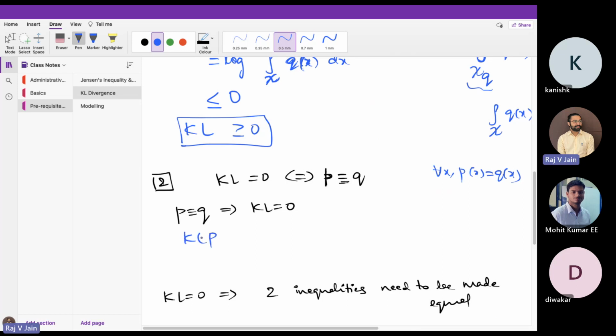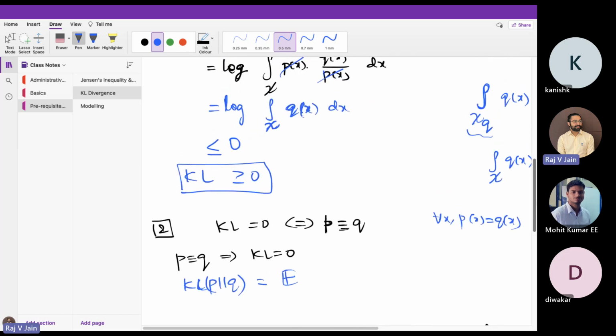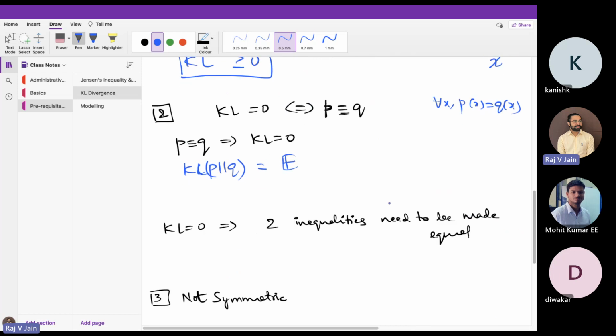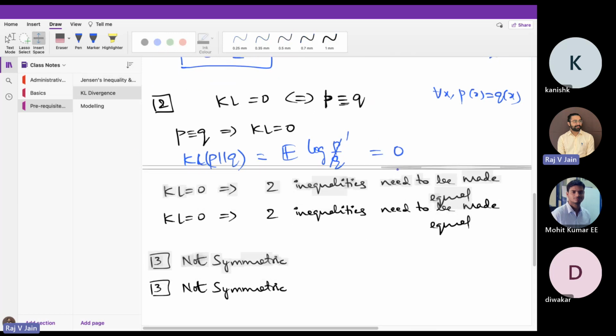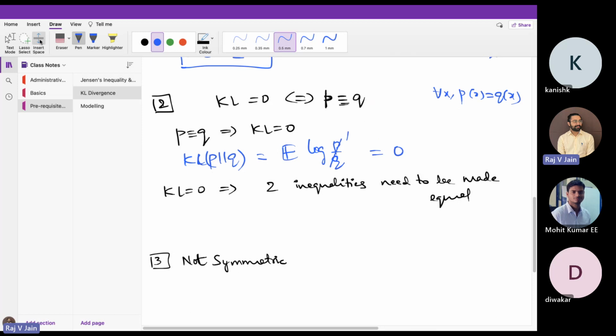So KL of P, Q would just be the expectation over log P by Q. This turns out to be 1. Log 1 is 0. Expectation of 0 is 0. So it's straightforward. Nothing very difficult here. So the reverse implication is where we need to scratch our heads a bit. So let's say if KL is 0, how do I prove that P is equal to Q, right?